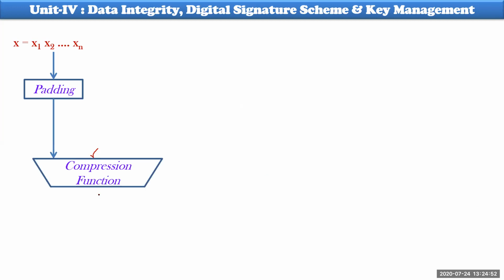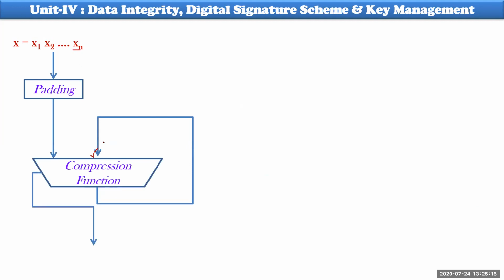And then this compression function, so for example, if this particular X is more than 512 bits, then you may have two blocks or three blocks or four blocks or five blocks, something like that. All these blocks are continuously taken, as this compression function gets operated iteratively several times. After completion of the last one, the final message will generate one hash value.